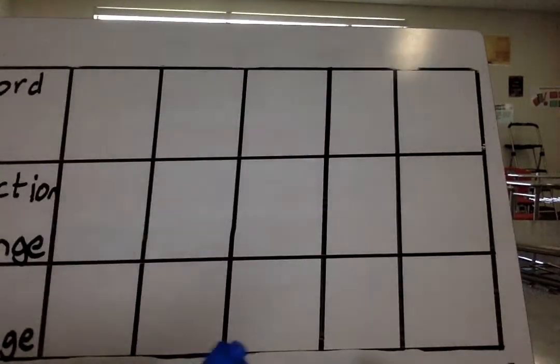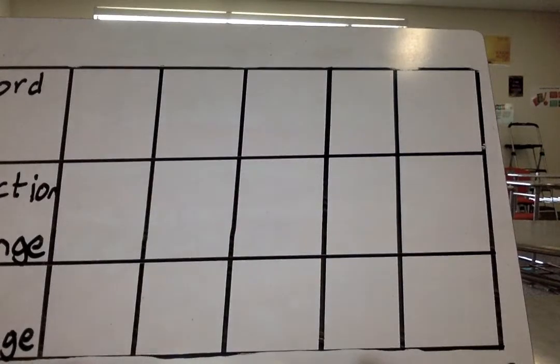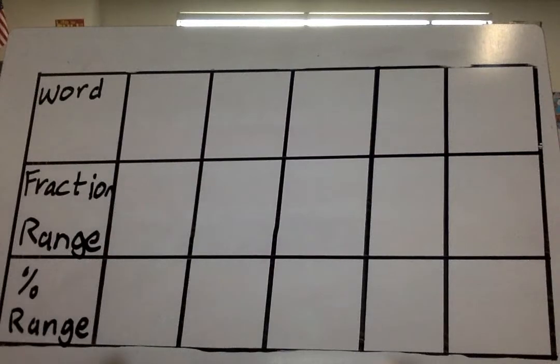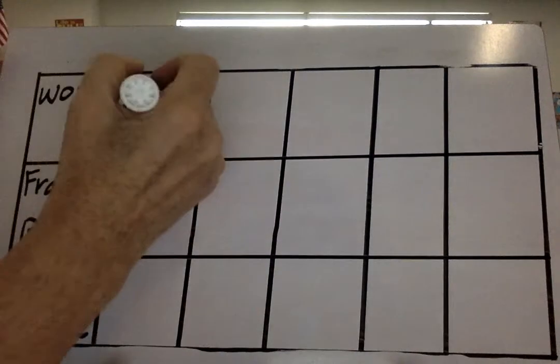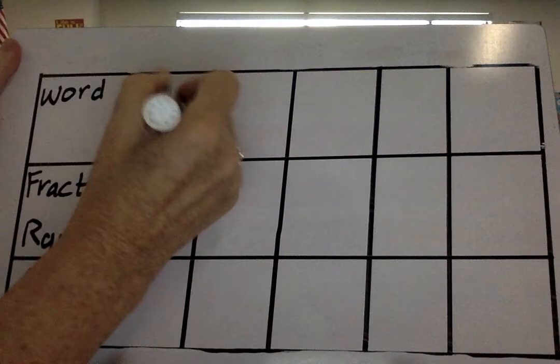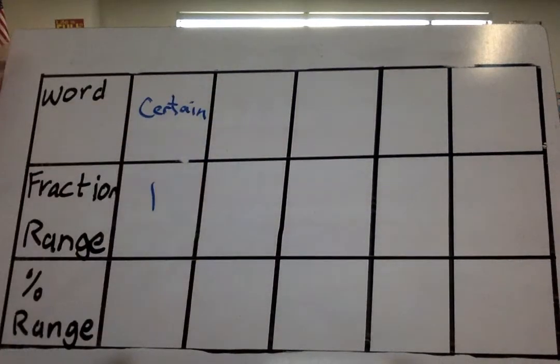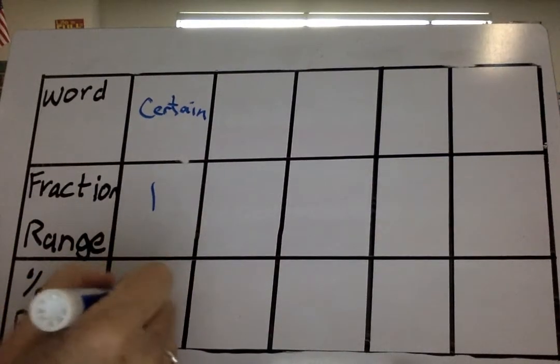And we're going to talk about the likelihood of something happening. So the word that you would want to start out with is certain. Like you're 100% certain this is going to happen. So we're going to put the word certain. The fraction you would want to write, if you're certain something's going to happen, there's a 1 chance it's going to happen. Your percent, you're going to put 100%.